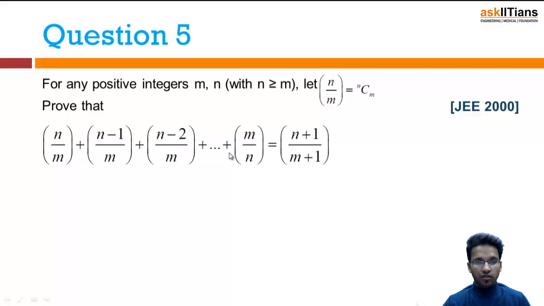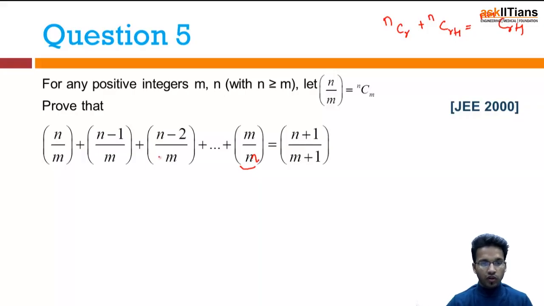Looking at this question, the first impression that comes to our mind is that we read a property somewhere like this: nCr plus 1 goes like n plus 1 C r plus 1. If you remember this property, you will easily be able to solve it. And as I see here, there is a bit of a mistake, this will be m by m. So please make a note of that.